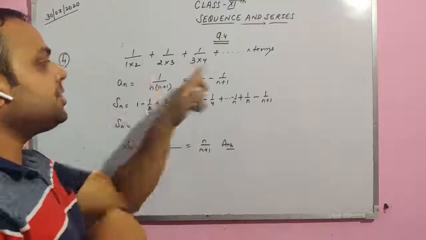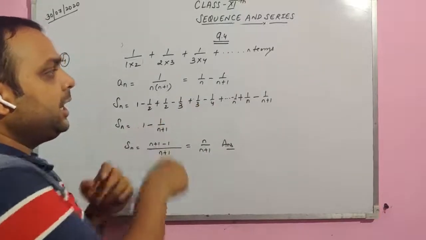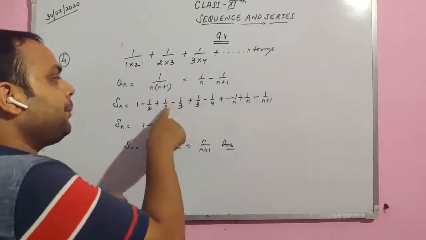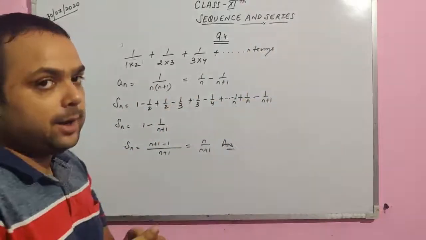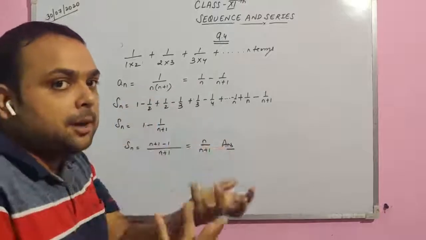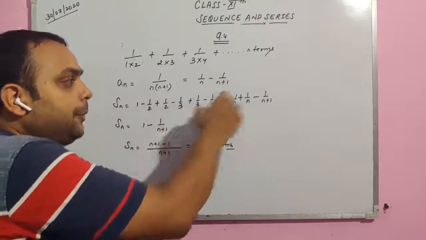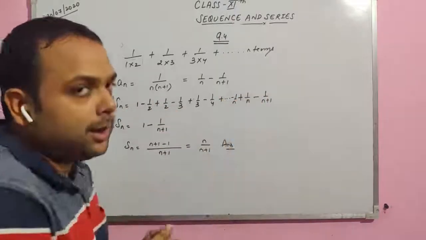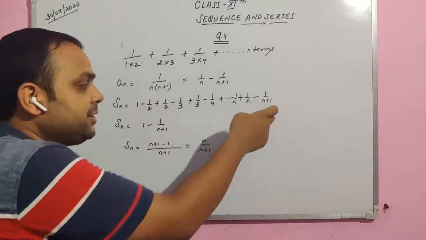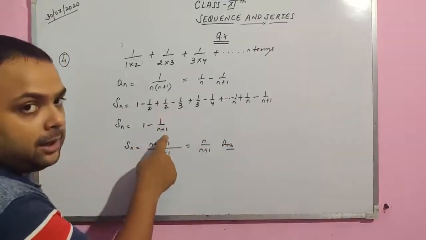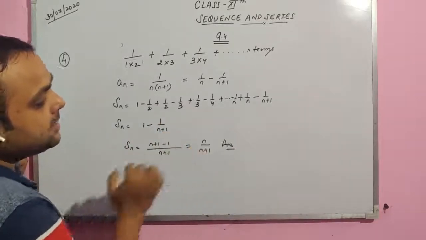Now this is the general term I got. If I substitute n as 1, I get 1 minus 1 upon 2. If I substitute 2, I get 1 upon 2 minus 1 upon 3, and so on till 1 upon n minus 1 upon n plus 1. So adding all the terms, S_n is equal to 1 minus 1 by 2 plus 1 by 2 minus 1 by 3 up to 1 upon n minus 1 upon n plus 1. So all the terms are eliminated except the first one and the last one, which is 1 minus 1 upon n plus 1. Simplifying it by taking the LCM, I get S_n is equal to n upon n plus 1.